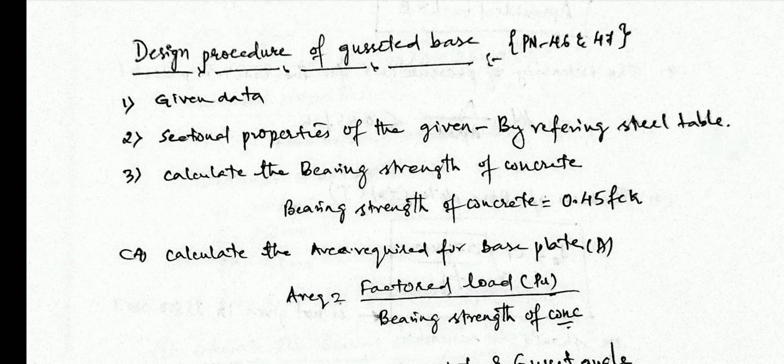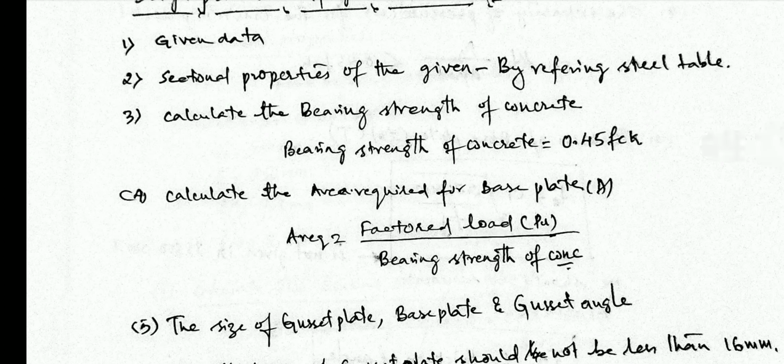The second step is the sectional properties of the given section by referring to the steel table. The page numbers may be different, and we require only 4 properties there. We do not require all the properties like Ix, Iy, ry. We require only the few properties, the same as in your design of slab base. By referring to the steel table you have to take only 4 properties. First, you need to note down the h value, the height or depth, small d, h or small d.